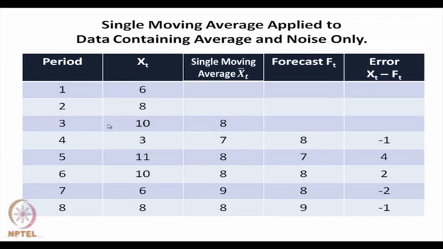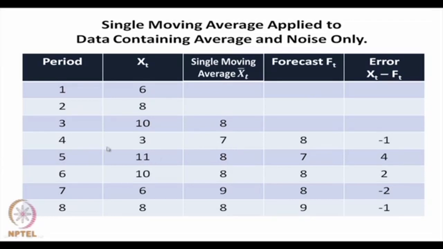And when we go to the next time period, we will not consider 6, but consider 3 in addition. So, we shall only consider 8, 10 and 3. So, if we take that, then the moving average of this time series at period 4 is equal to 8 plus 10, 18 plus 3, which is 21 divided by 3, which is 7.